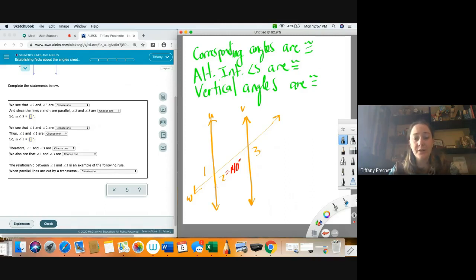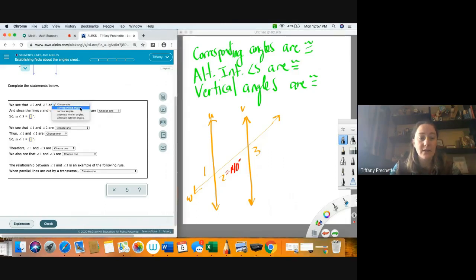So angle 2, if I'm looking at the parallel lines, it's on the left side of my parallel line, and it's on the bottom of my transversal. If I look at angle 3, it's on the left side of this parallel line, and it's on the bottom of the transversal. So I can describe them in the same way, which does make them corresponding angles. So I come over here and I click corresponding.